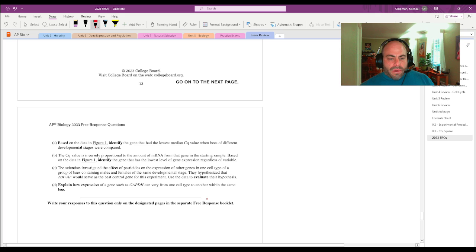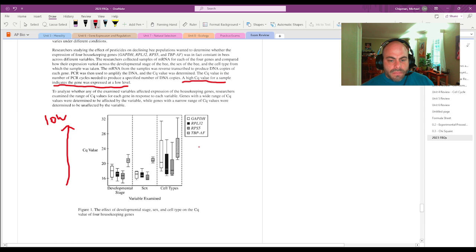Based on the data in Figure 1, identify the gene with the lowest median CQ value when the bees' developmental stages were compared. Is this a trick question?